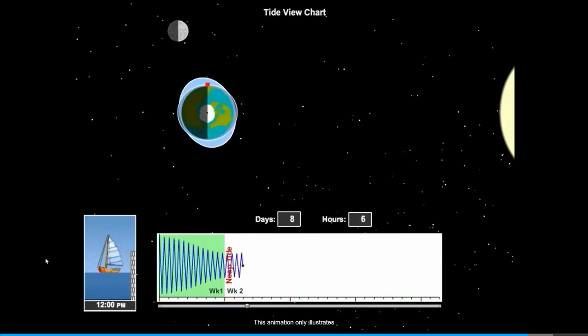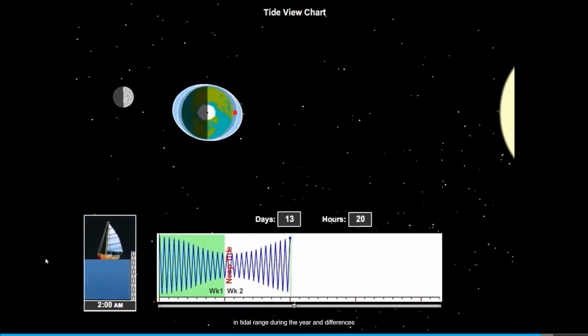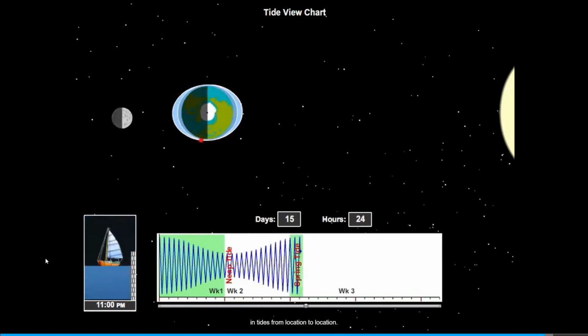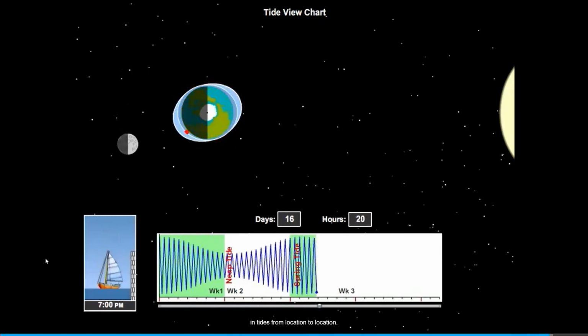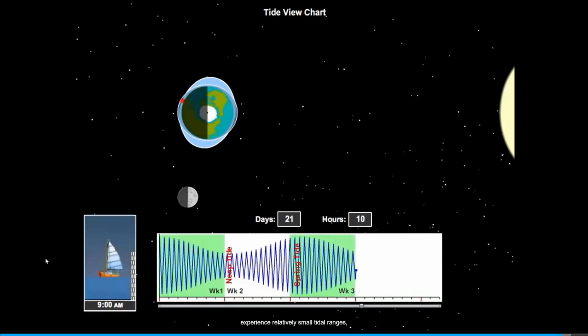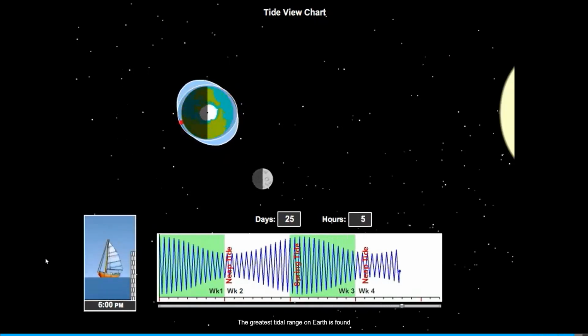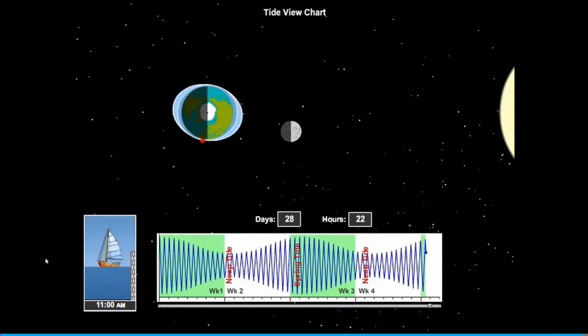This animation only illustrates the monthly tidal cycle. Other factors produce variations in tidal range during the year and differences in tides from location to location. For example, some coastal locations regularly experience relatively small tidal ranges, while others regularly experience very large tidal ranges. The greatest tidal range on Earth is found in the Bay of Fundy in eastern Canada.